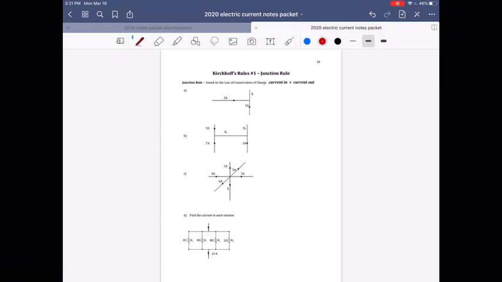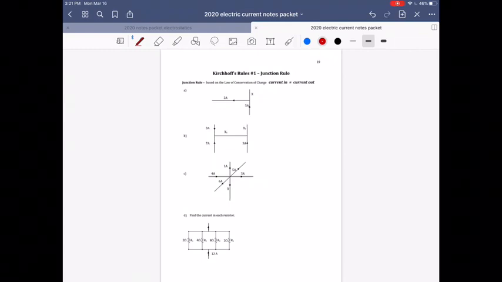Okay, so now we're going to learn about Kirchhoff's junction rule. It's Kirchhoff's #1 rule. And we already kind of covered this when we looked at parallel circuits, but we're going to look at it again. Basically, this is based off of the conservation of charge. However much charge is coming into a junction point, that's where 2 wires meet, has to leave that junction point. The charge can't be created nor destroyed, so whatever comes in has to go out.